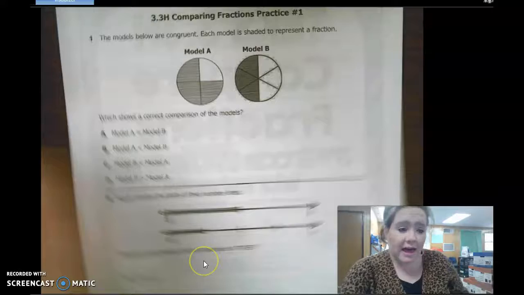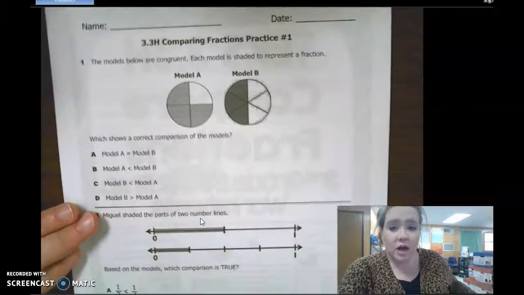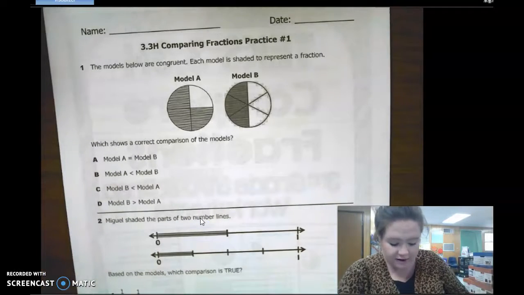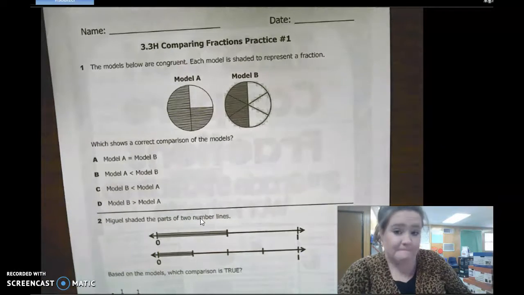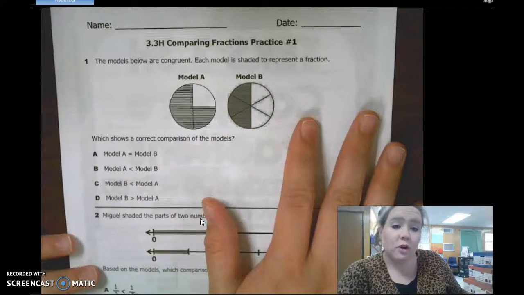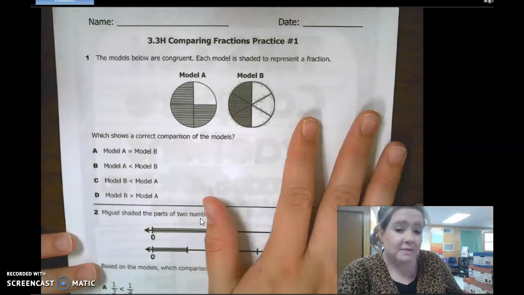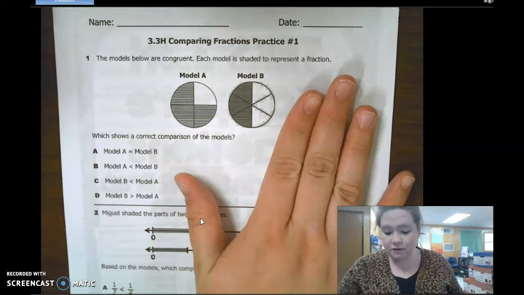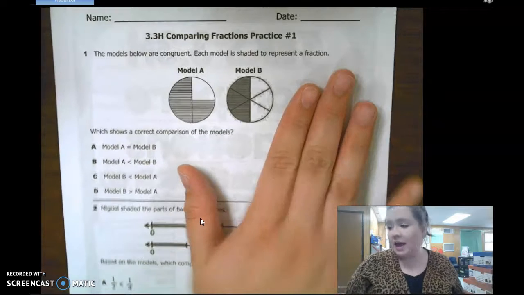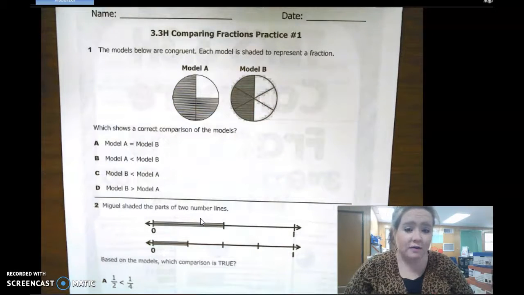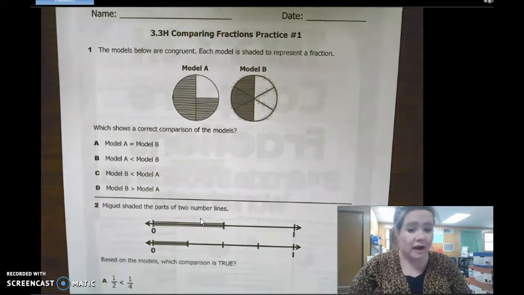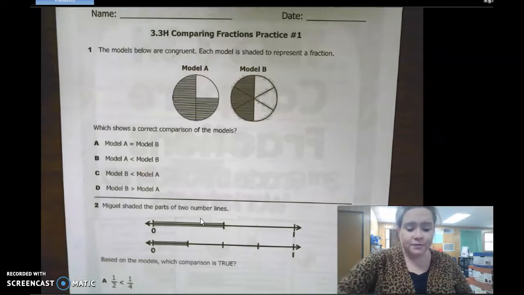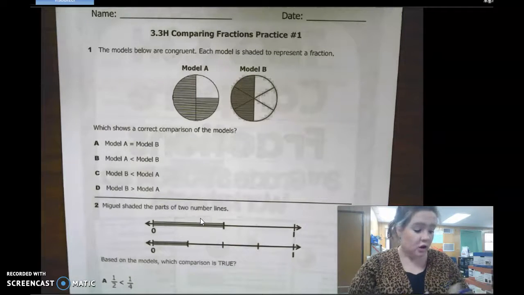So let me go ahead and I'm just going to be modeling what questions are going to look like. This is very similar to what your questions are going to look like on your unit assessment or how you'll be tested over this on STAR test, okay? So it's really important that you guys have your fraction strips with you. If you don't have those, I'd like you to go get them. And then you'll be ready for this lesson.